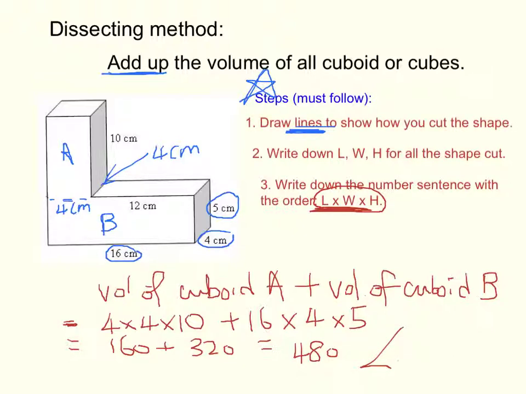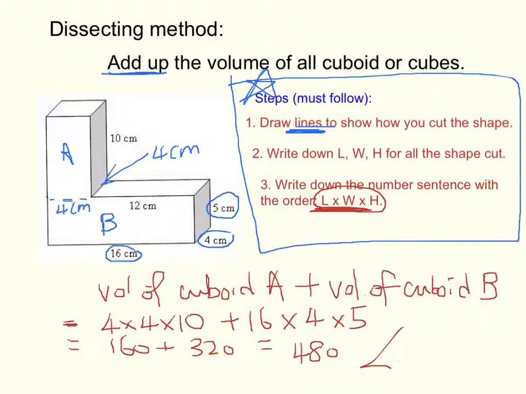So after we calculate the volume of this irregular cuboid, I have one very important thing to tell you, is this part. I really suggest you follow the steps of this part. We have 3 steps when you do the dissecting method. First step is to draw the lines, show people how you cut the shape. And the second thing is you must find out the length, width, height for all the cuboids first. Just like Miss Wong, I write down the length and the width and the height for the cuboid first. After that, you may write the number sentence.